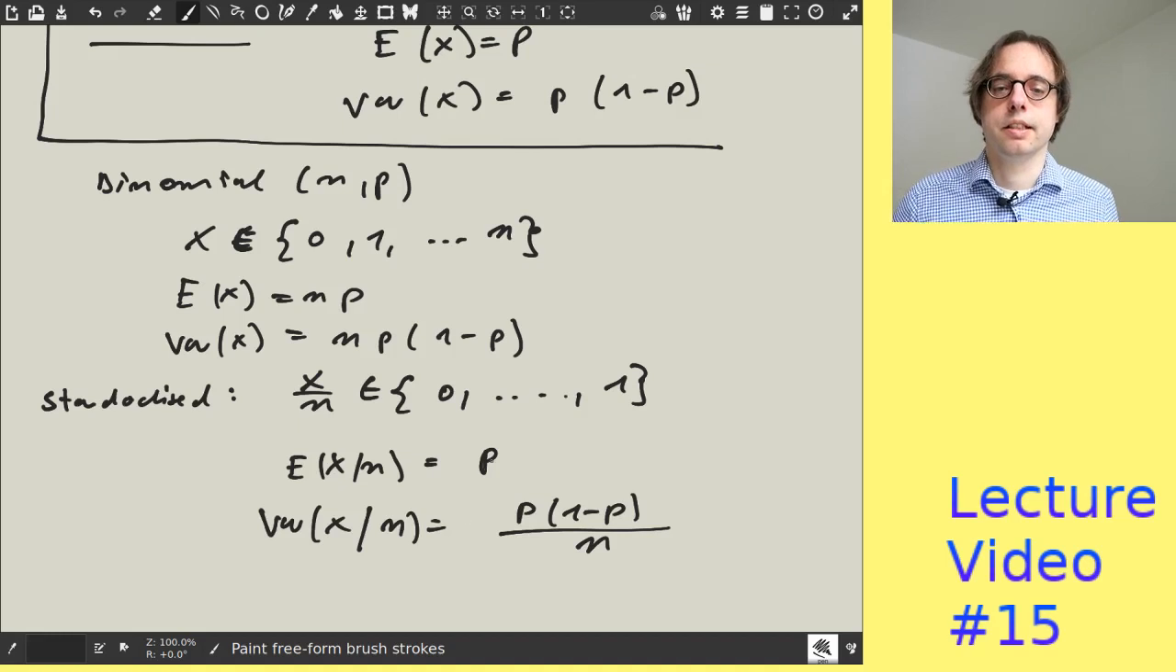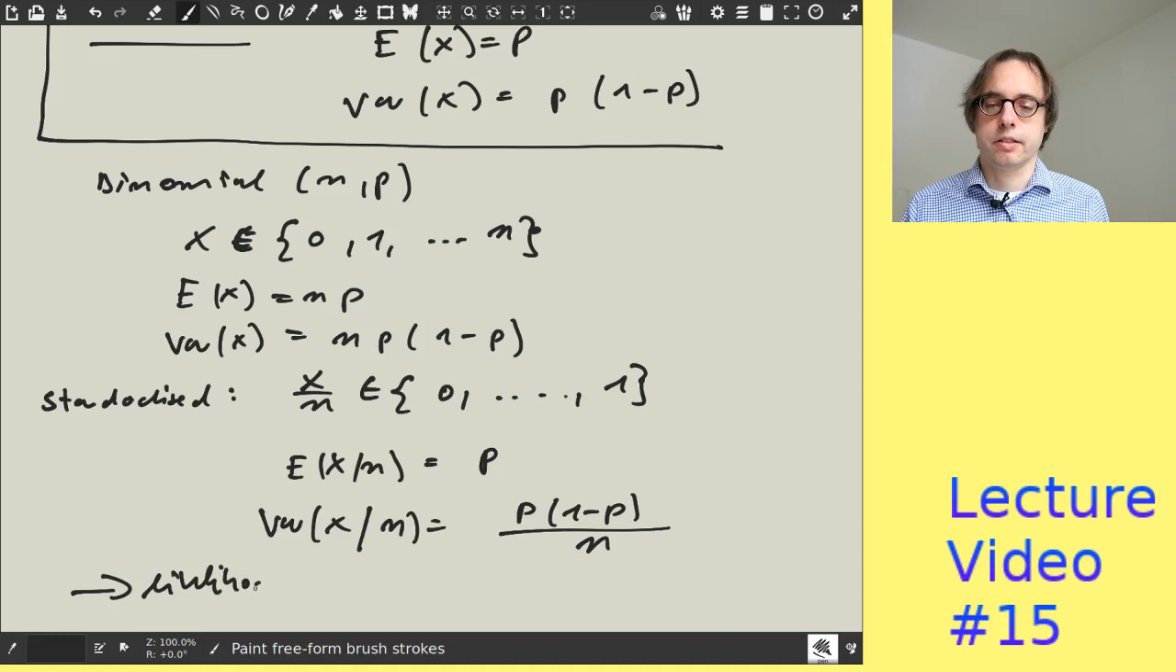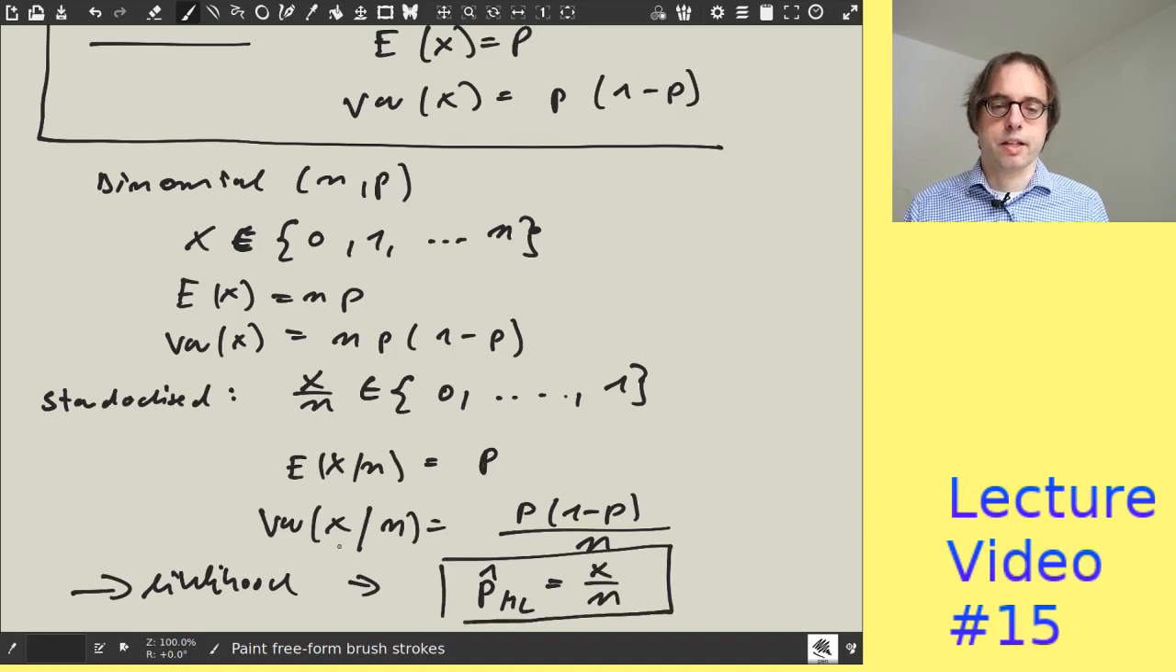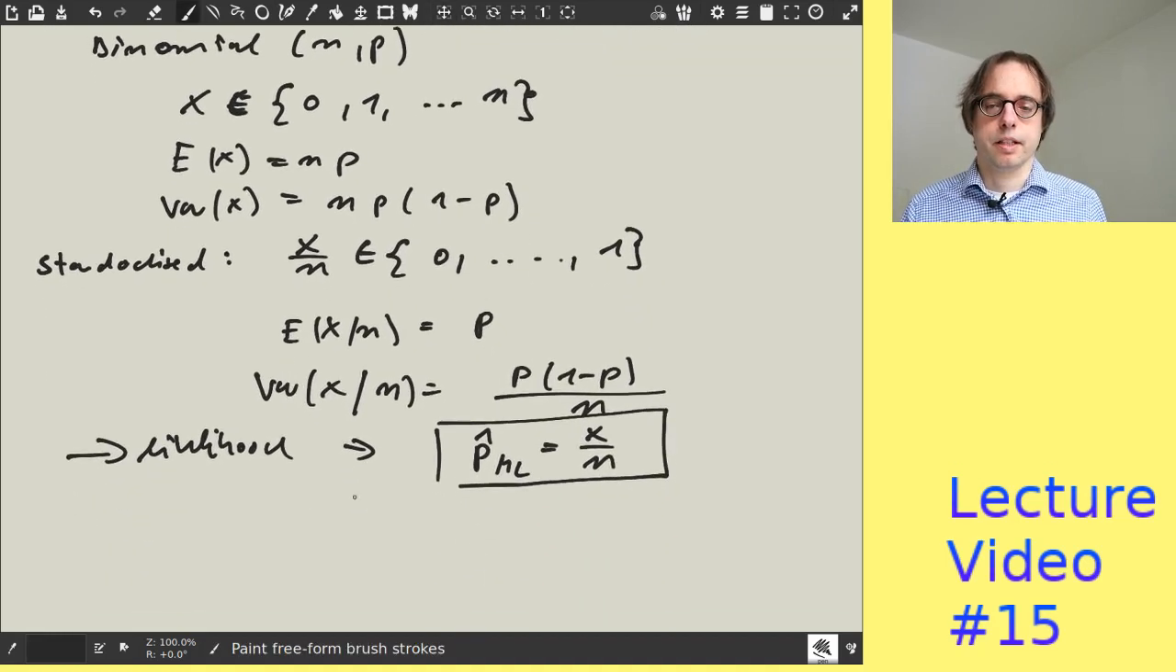So that's the background. That's also, of course, our likelihood, the binomial likelihood, and when we compute the maximum likelihood, we get p hat ML equals x over n. So that's our estimate of the frequency. So far so good. Now we want to apply Bayes' theorem.